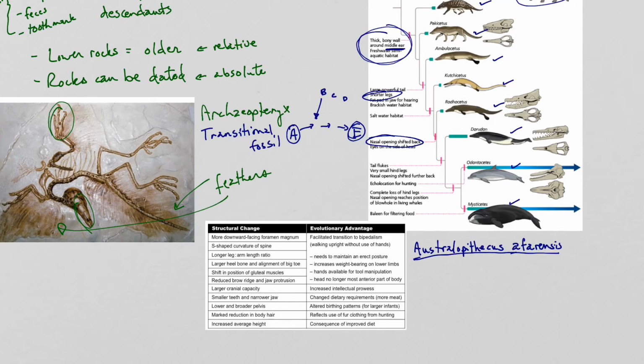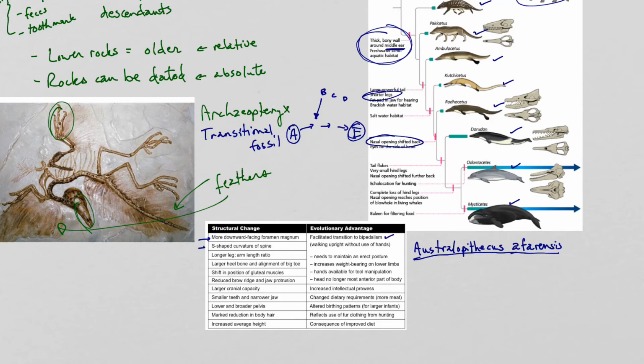And over time, lots of fossils have been dug up to try to fill in these transitional gaps. One of the things that we've seen is a downward-facing foramen magnum. The foramen magnum is one of the holes in the bottom of our skull, and it went from facing a little bit towards the back to actually facing downward, which is an indicator that we were bipedal, or standing upright, and not walking on our hands.